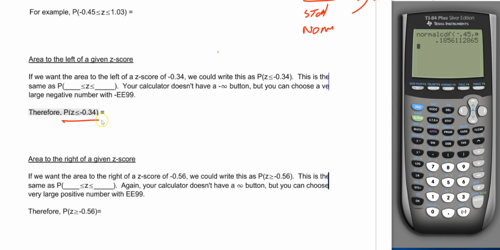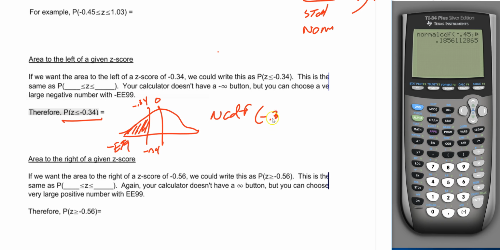Now look at this one. They want me to do less than negative 0.34. So in that case, again, we're still doing the z-score. So that means this is 0. I want less than negative 0.34. So that's 0. Negative 0.34 is over here. I want this side. So the way we put that in is normal CDF. Lower bound is negative E99. Upper bound is negative 0.34. So negative E99 to negative 0.34, 0, and 1. Because again, we're doing a normal curve in this case.